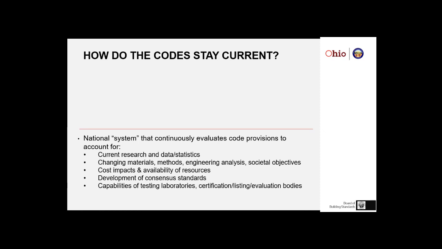Now, capabilities of testing labs, certification and listing, evaluation bodies, this is all part of this national system. In chapter one, section 114 of our building code, we actually lay out this recognition process that the board has for recognizing the testing labs. And this is a way for us to be assured that the products being used in the buildings are safe, they've been tested, and that the laboratories and listing bodies that are doing all of this testing and evaluation are actually qualified and independent.